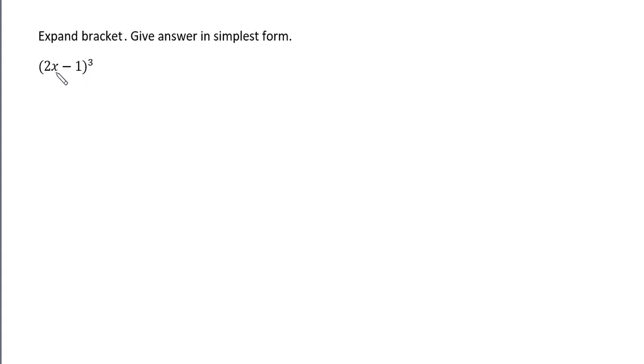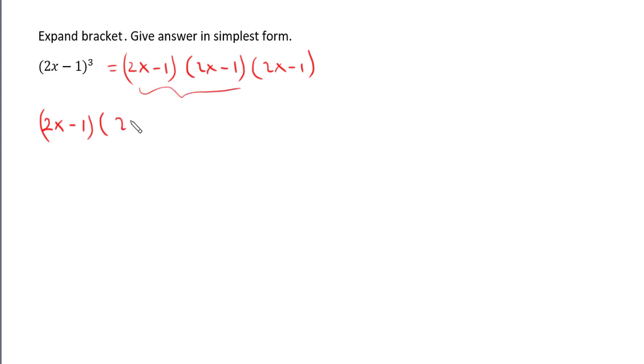Expand the bracket. So this is (2x - 1)³, which equals (2x - 1) times (2x - 1) times (2x - 1). So I will first expand (2x - 1) times (2x - 1): 2x times 2x, 2x times minus 1, minus 1 times 2x. Actually, this is (2x - 1)².